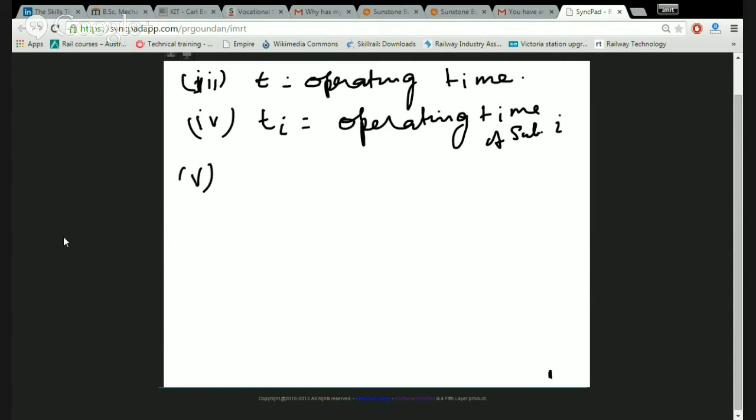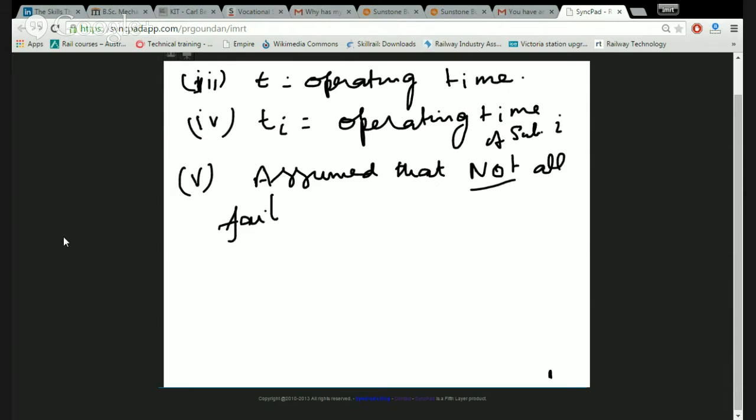And the next AGREE method assumption is that it is assumed that not all failures would result in system failure. We'll give an example.